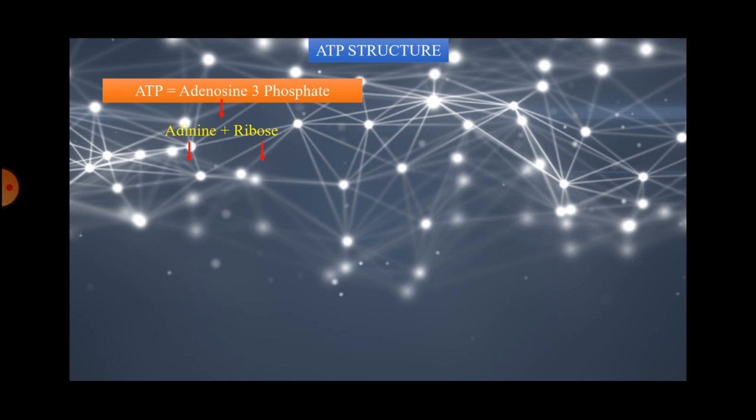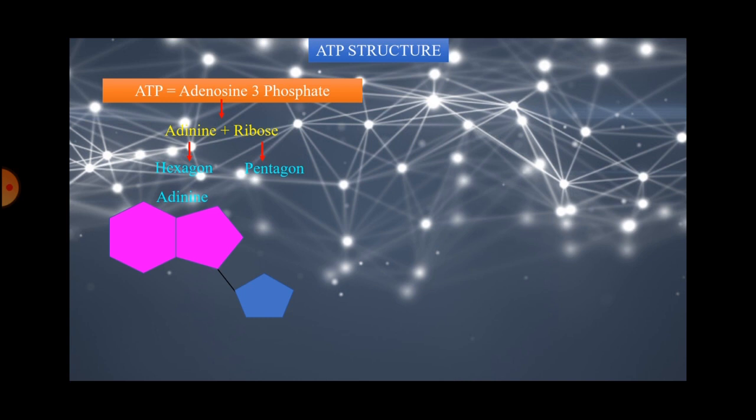Hexagon means a figure having 6 sides. Pentagon means a figure having 5 sides. So this is a hexagon, this is a pentagon. This entire hexagon and pentagon attached together is called adenine. This is the structure of ATP. I am going to show you. Adenine plus ribose, which is a pentagon. So we also have one separate pentagon. They combine together to make our adenosine, which is there in our ATP molecule.